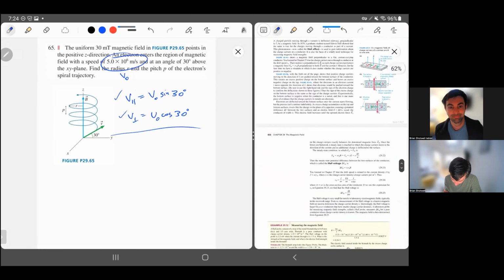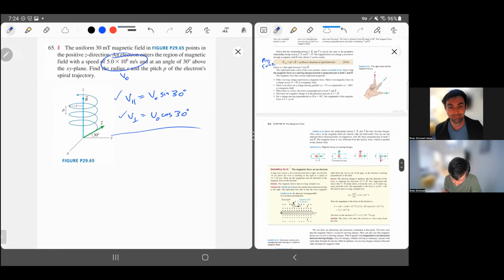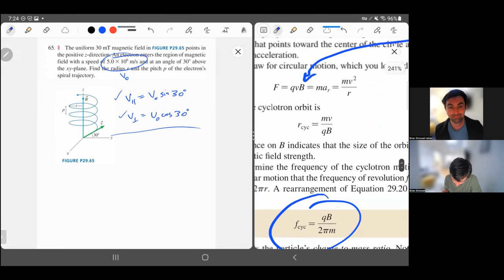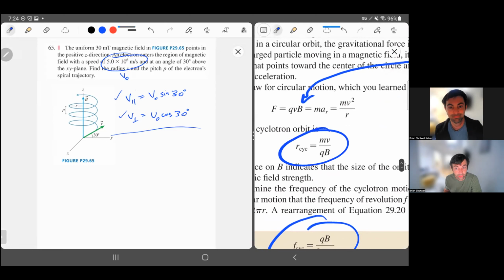We actually talked about the formula for the radius, and it's right here, the radius of the cyclotron motion. The radius is the mass, because we're talking about an electron here, so the mass of an electron, times the perpendicular speed, which is what's relevant here, the perpendicular speed of the electron, divided by the charge of the electron and the strength of the magnetic field. So we know all four of those quantities that we can compute right there.